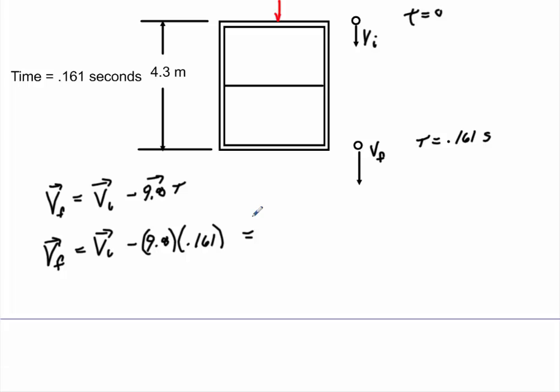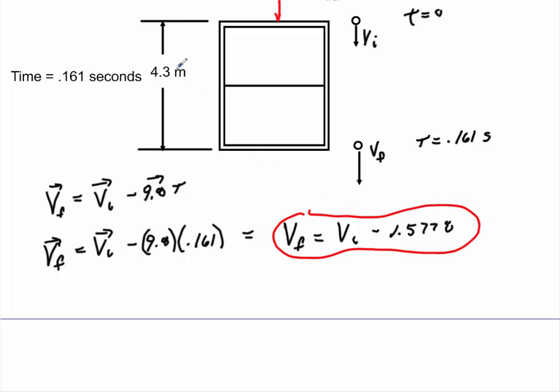We've got 9.8 times 0.161. That's going to give us 1.5778. So our equation is going to give us this, and I'm going to drop the vector hat. So VF is equal to VI minus 1.5778. Alright, so that's our first equation we were able to generate.